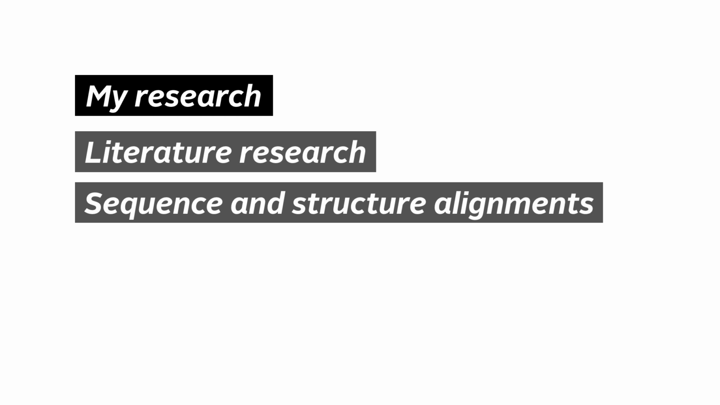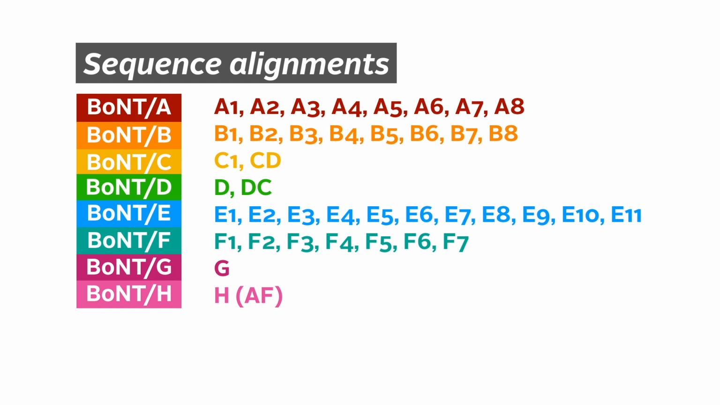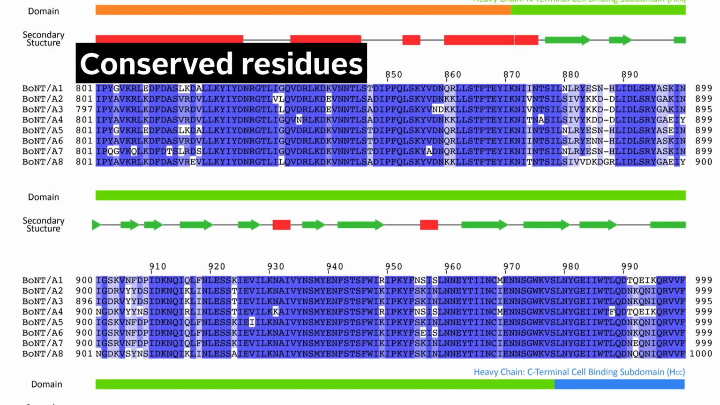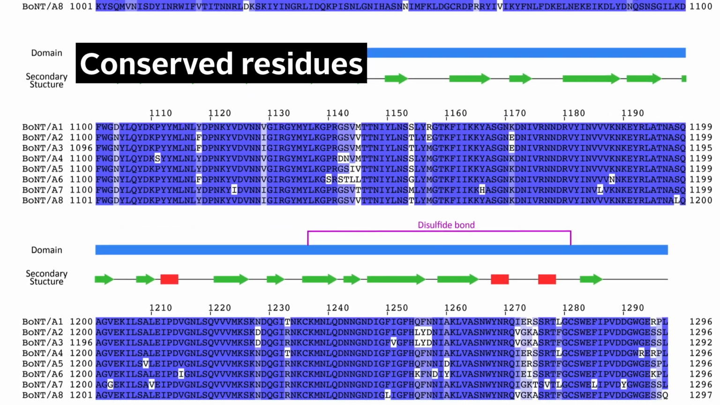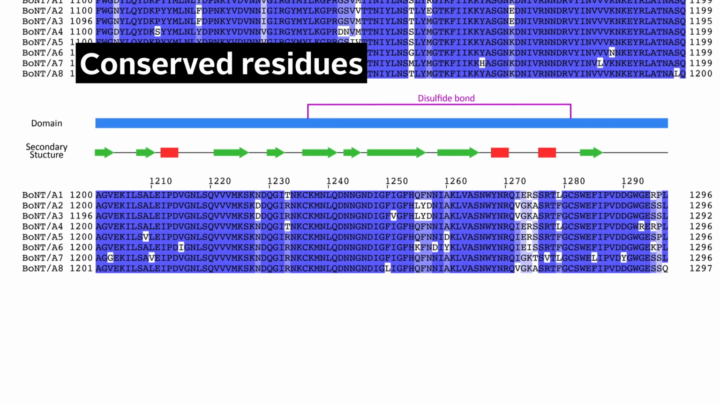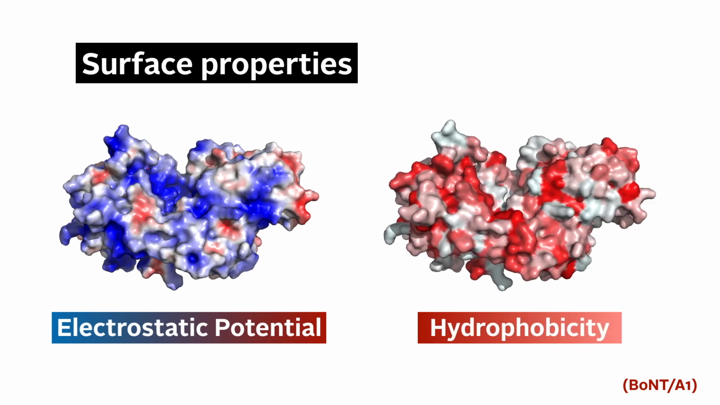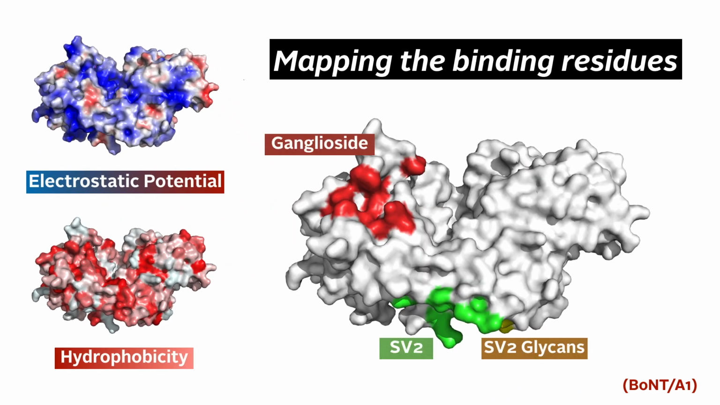To find out, sequence and structure alignments are the second step of my research. Sequences of 41 BoNTs and crystal structures of 13 BoNTs have been analyzed. Conserved residues among those BoNTs, especially those on the surface, can possibly be responsible for the binding. Analysis of surface properties such as electrostatic potential and hydrophobicity, combined with mappings of critical residues identified in previous research, can also be useful.